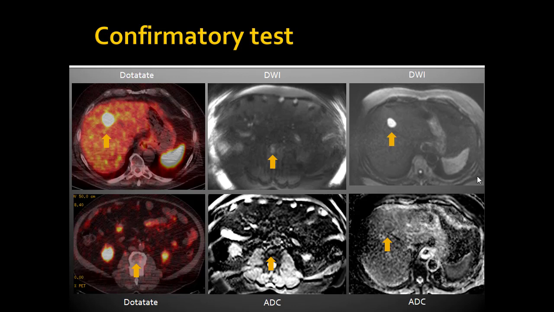On the PET dotatate study, we see avid uptake in the liver lesion that is compatible with carcinoid metastasis. However, we don't see any uptake in the spine lesion, which means that it is not a spine metastasis. This has significant implications for the patient, because if there is spine metastasis, he can no longer be treated for cure.